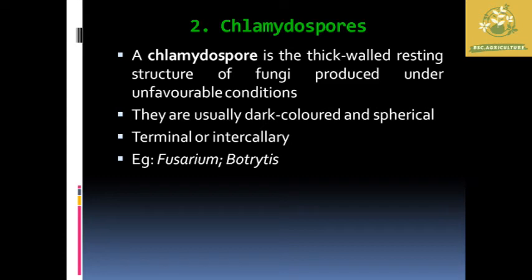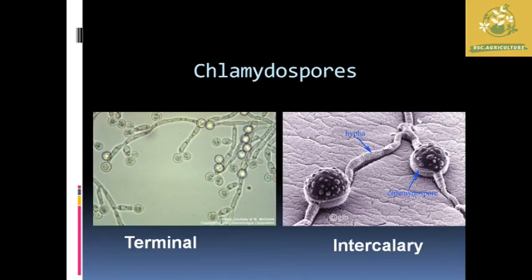And after that we are going to see about the Chasmode Chlamydospores. A Chlamydospore is a thick-walled and resistant structure of fungi, produced even under the unfavorable conditions of the host as well as the parent organisms. They are usually dark colored and spherical shaped, and they are terminal as well as intercalary in nature. Example, Fusarium. These are the pictures of Chlamydospores where you can see the terminal as well as the intercalary spores.